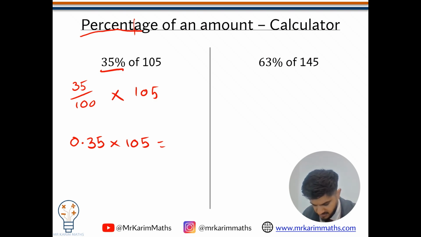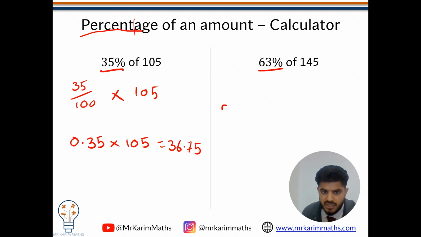Now, this works for every percentage. So we got 36.75. Now, obviously, I explained how to get 35% into 0.35. Once you understand that, let's look at how quick this method is. So 63%, 63 over 100, which is 0.63. You will get to a stage where you can look at this percentage and immediately know 0.63.